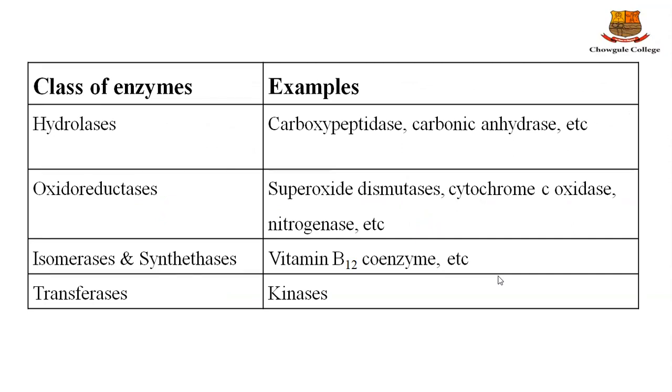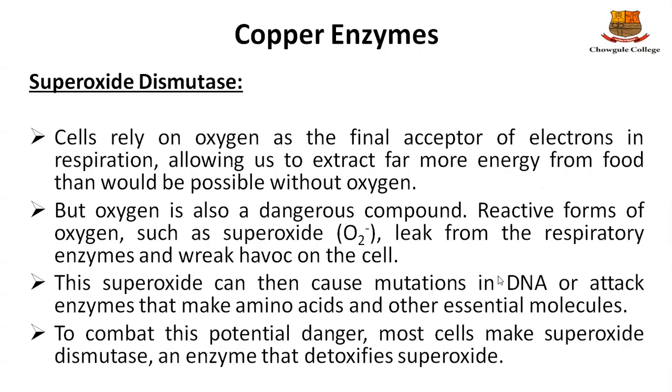Now we have a number of enzymes under different classes which are present in some of the biological systems. For example, we have hydrolases. Examples include carboxypeptidase, carbonic anhydrase, etc. Then there are oxidoreductases, which include superoxide dismutases, cytochrome C oxidase, nitrogenase, etc. Then there are isomerases and synthetases like vitamin B12 coenzyme, and also there are transferases, for example, the kinases. Let us look at the enzyme which contains copper and zinc, which is called a superoxide dismutase.